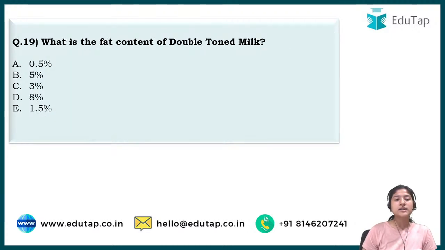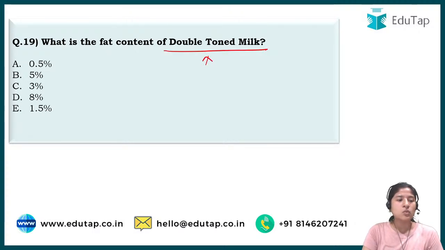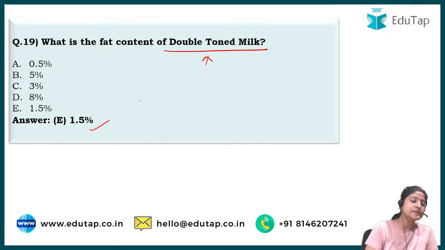Next comes, what is the fat content of double toned milk? I guess this question came in 2018 also, right? So what is the fat content? I guess it was toned milk or double toned milk. You tell me what was that. But here the correct answer is 1.5%, okay.